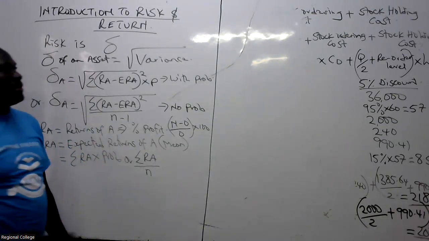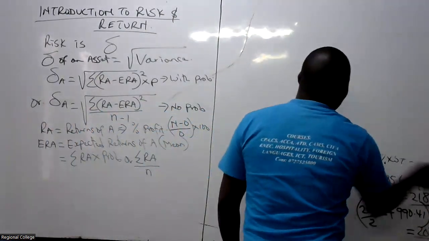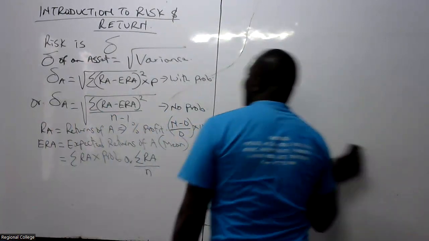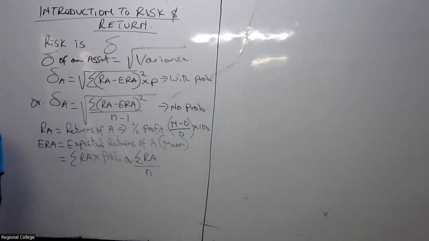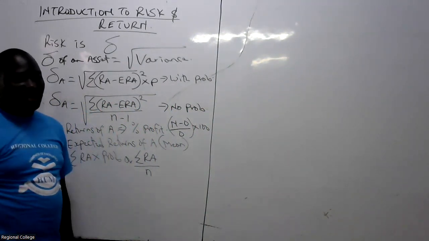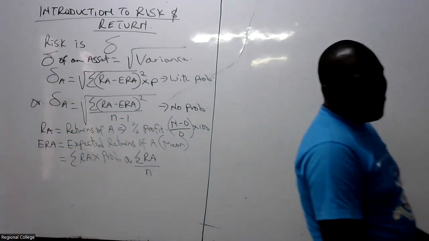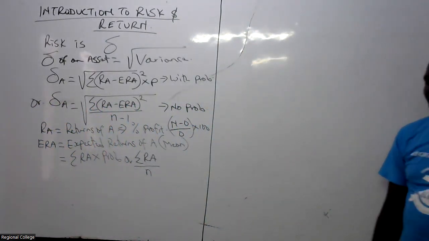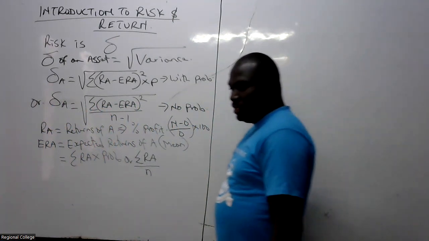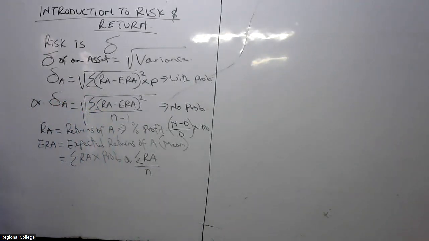Then you simply say that the lower the standard deviation, the lower the risk. You're happy when the risk is low. If it's about making a decision, you shall go in for the one that has the lowest standard deviation. The lower the standard deviation, the lower the risk.